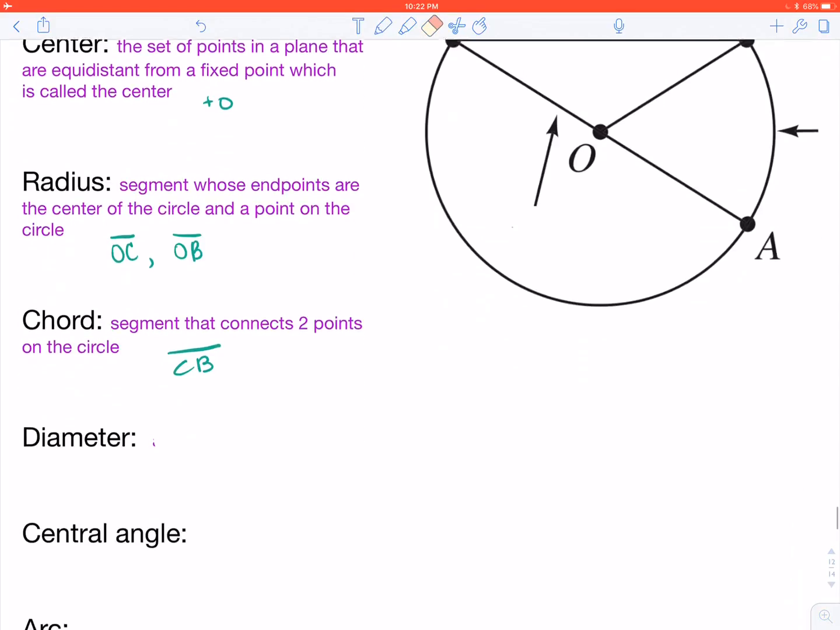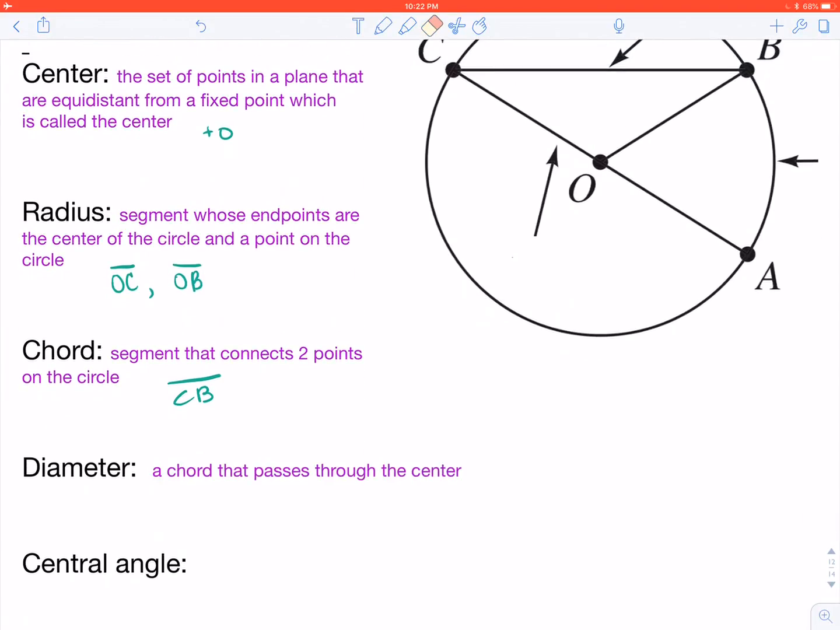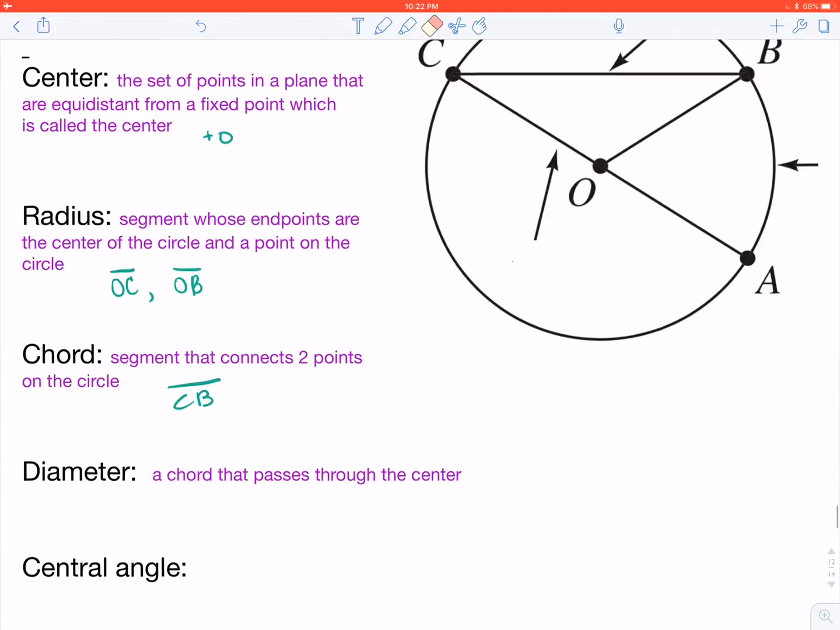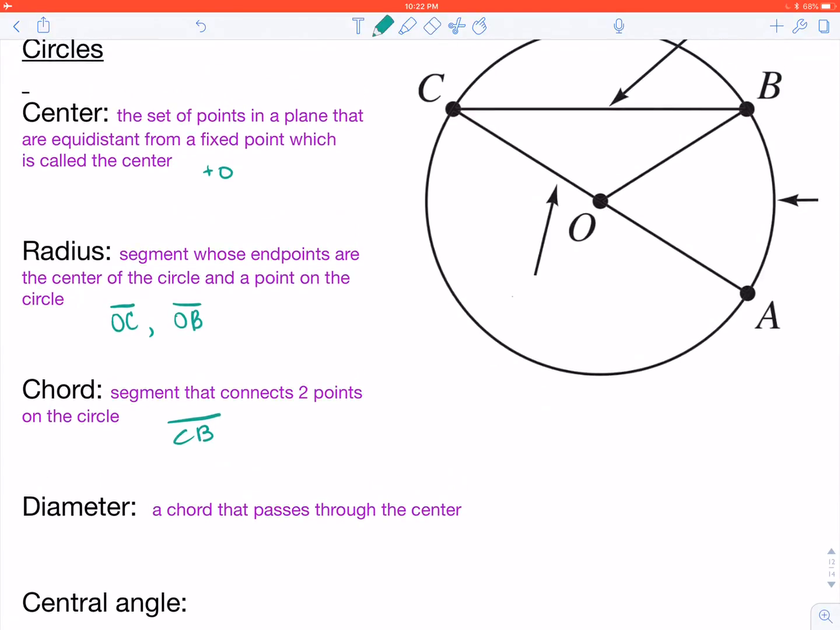A diameter is a special type of chord. So a diameter is a chord that passes through the center. So this is segment CA that we were just talking about. Yes, it's a chord, but more specifically, it's a diameter.